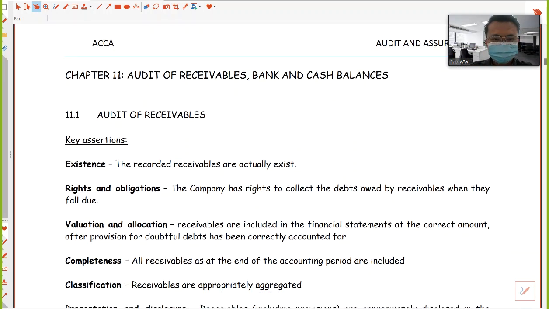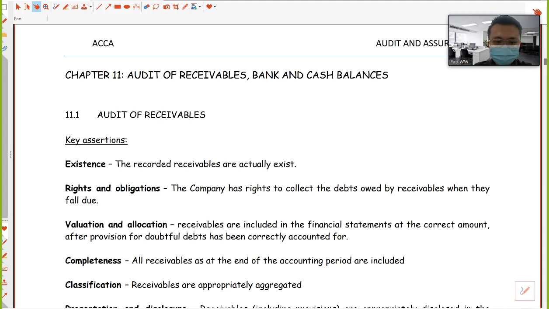so we get started. Chapter 11, Audit of Receivable. So in the previous sessions, we have learned how to audit receivable and also the intangible assets, right? So back to chapter 11, audit of receivable, basically we focus on three parts. When you audit receivable, one thing is the receivable balances, another one is the allowance for receivable, and also the irrecoverable debt. Okay, so focus on the assertions like existence.